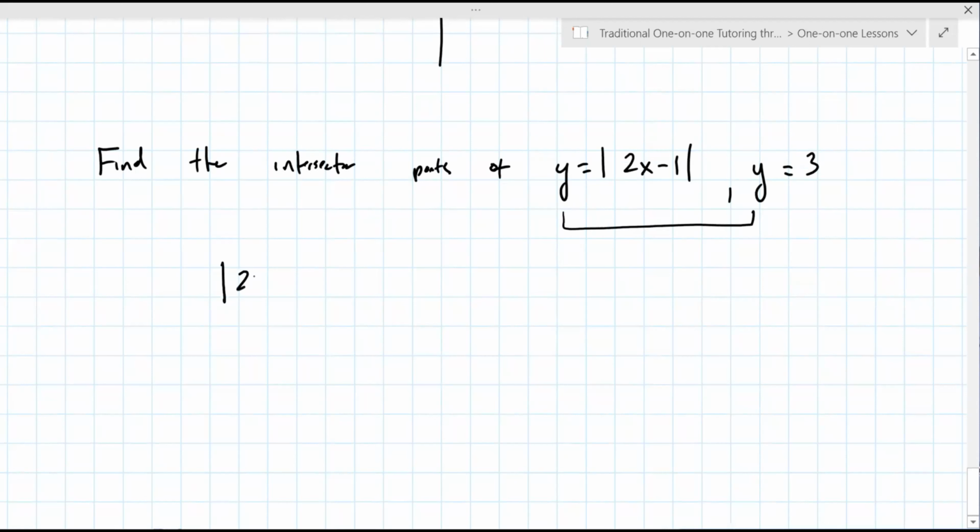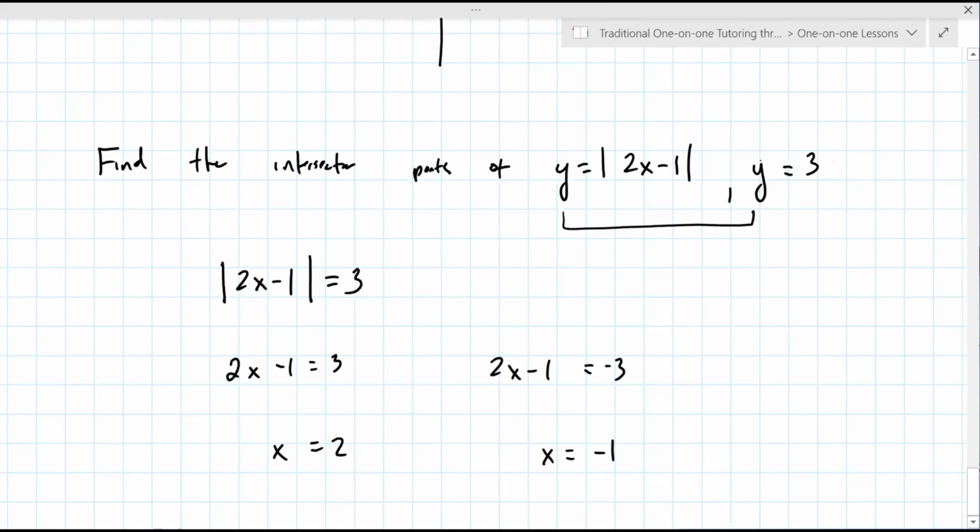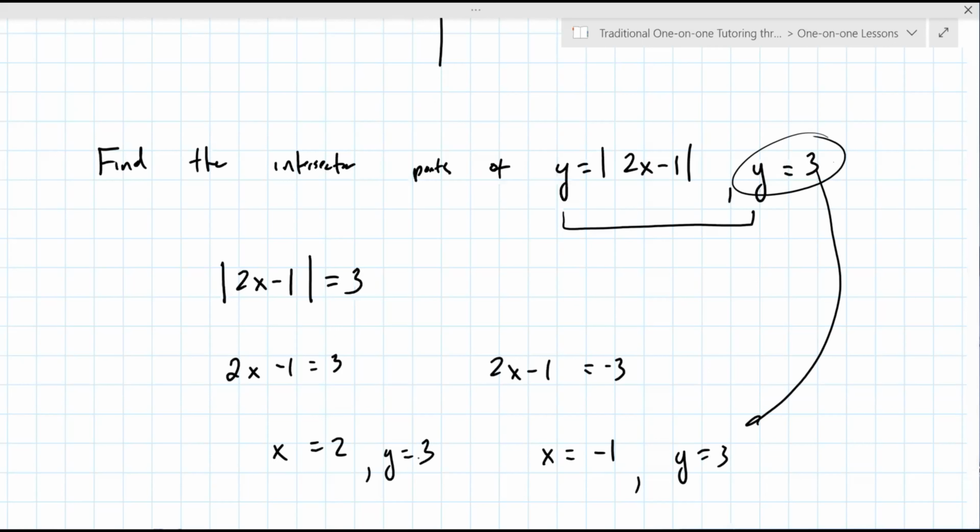So you get absolute value 2x minus 1 equals 3. And you write the 2 equations that we just wrote. And you solve them, you get x equals 2 and x equals -1. But the other ordered pair that goes with it is from here. So y is 3 and y is 3. Okay, yeah, that works. But in your problem, you're just asking for the x values. They're just saying, what's the x value?